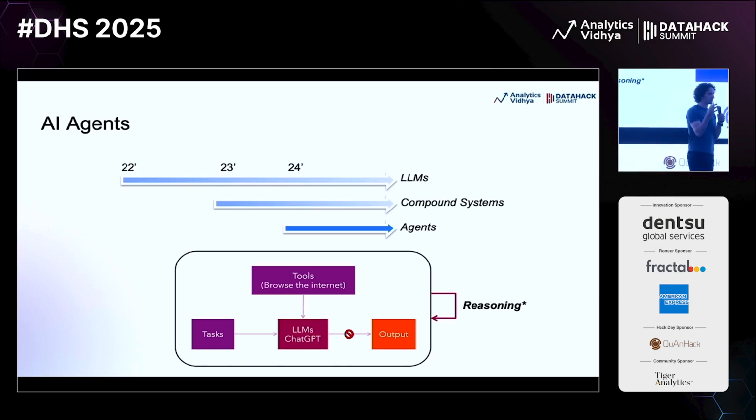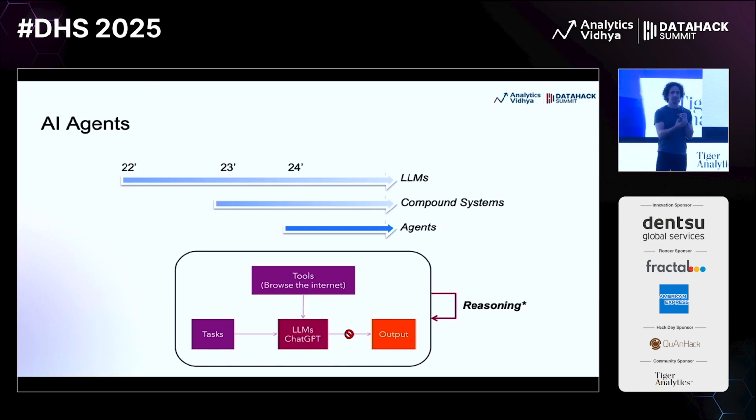And then we have the tasks. The tasks are what the agents are going to do. And we don't get the direct output from the LLM, but instead we have some sort of reasoning process that is looking at the output and deciding if it's time to give the output out to the users or not. It's pretty much what we do.